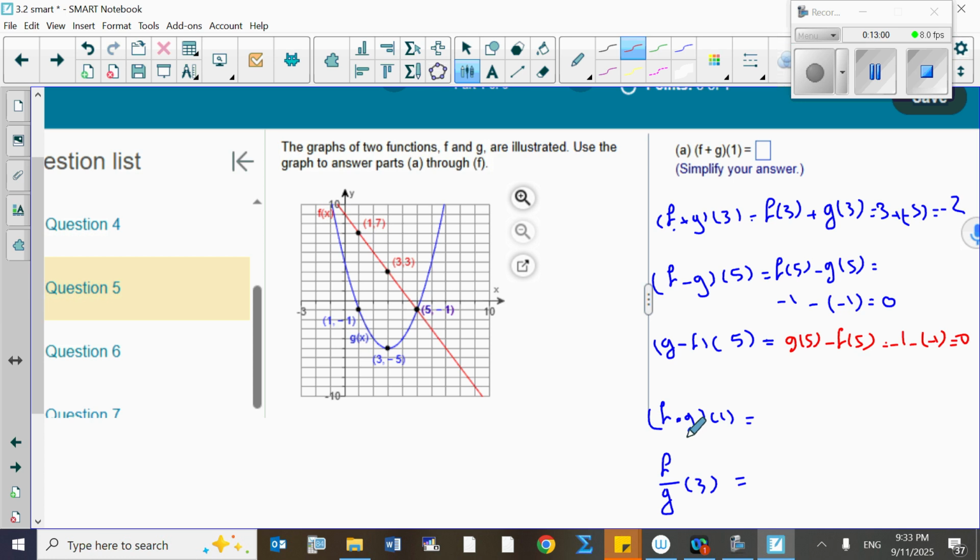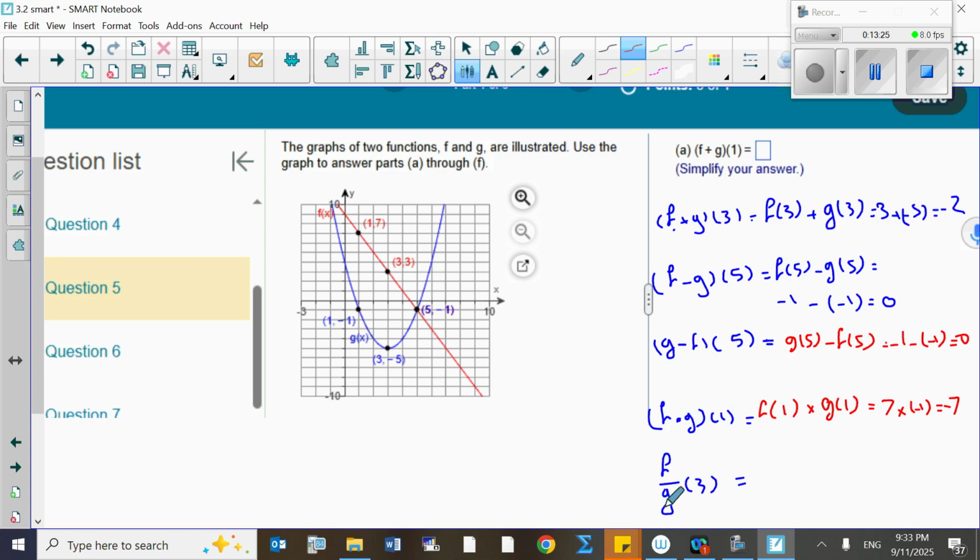Next one is f times g of 1. So for this one, you're going to find f of 1 and find g of 1 and multiply them by each other. Okay, what is f of 1? It's 7. What is g of 1? That's -1. So 7 times -1 gives me -7.